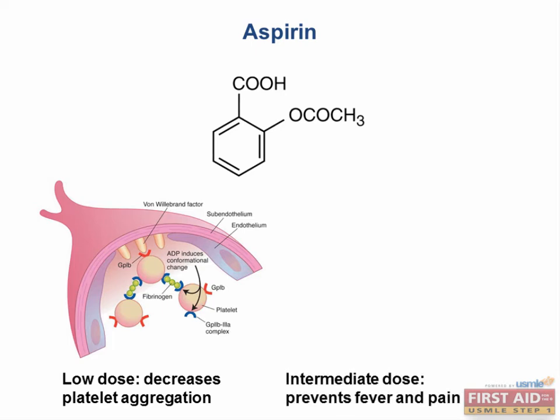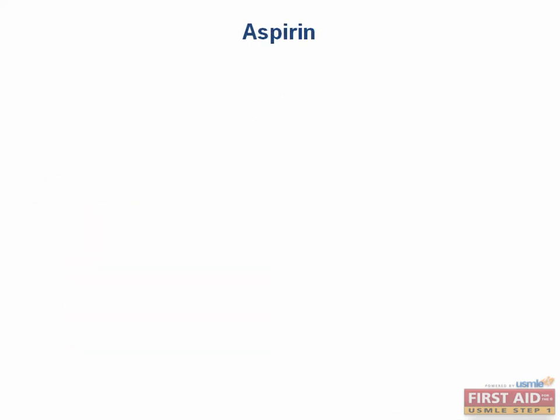Well, the second dose level is an intermediate dose, anywhere from 300 to 2400 milligrams a day, which helps to prevent fever and pain. The highest doses are actually required to decrease inflammation in the way that we'd need it if there was a concern about a potent inflammatory response. Now, what are the side effects of aspirin?